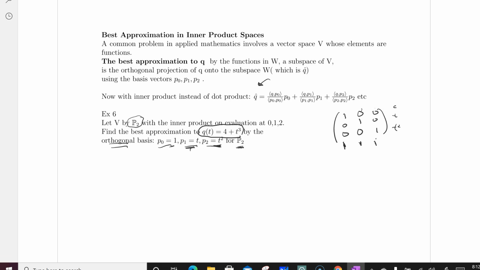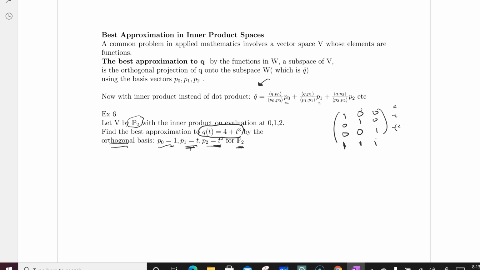So here it is. This is going to sound very familiar, isn't it? To find q hat, I'm going to take the inner product of q with p naught and divide by p naught with itself and multiply by the polynomial p naught. Isn't this just like we were doing with vectors? Then for the second, I'll take the inner product of q with p1, divide it by the norm of p1, and then multiply it by the polynomial p1, and so on.